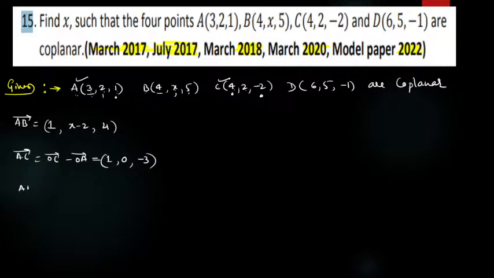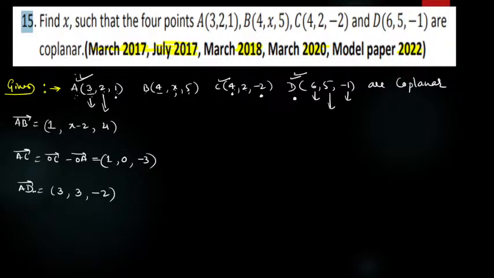Similarly, find the AD vector. So AD means what? In the D point you have to subtract the A point, right? D minus A point. That is 6 minus 3, that is 3 here. Next, 5 minus 2, that is 3. Minus 1 and minus of minus is minus 2 here. Okay, so now you got these things.